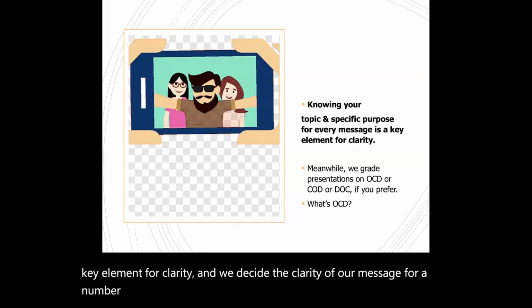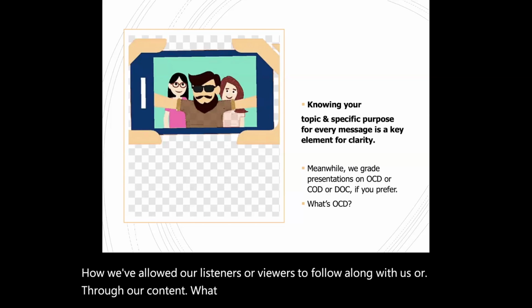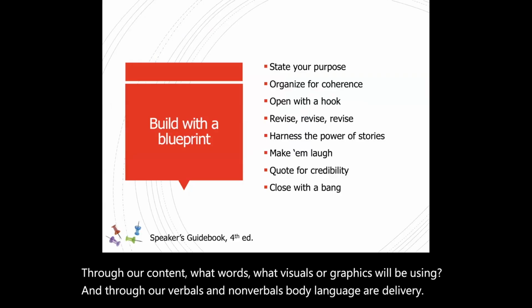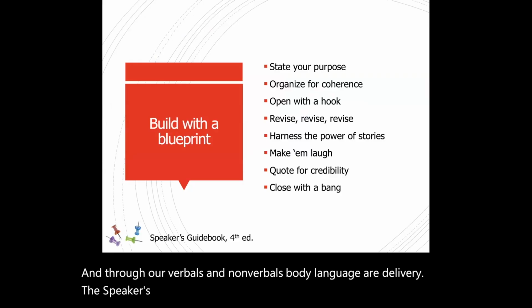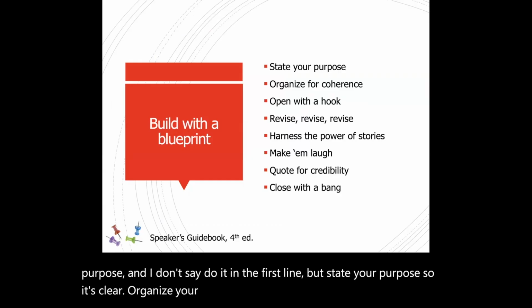Each rubric will show how we guide our listeners along, how we organize the words, the content, words and visuals, and how we deliver that with all of our stance, our vocal changes, our facial expressions, movements, and gestures. Organization, content, and delivery. The Speaker's Guidebook, 4th edition, says, have this blueprint, state your purpose, and I don't say do it in the first line, but state your purpose so it's clear. Organize your messages so they're coherent, understandable.